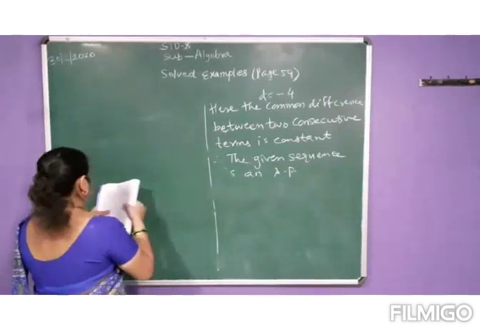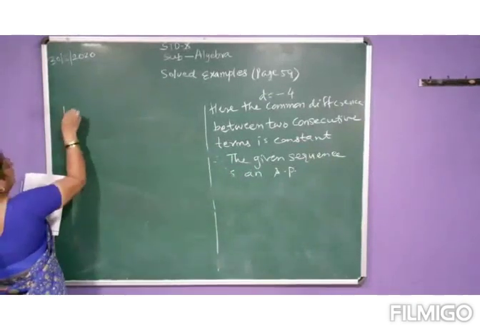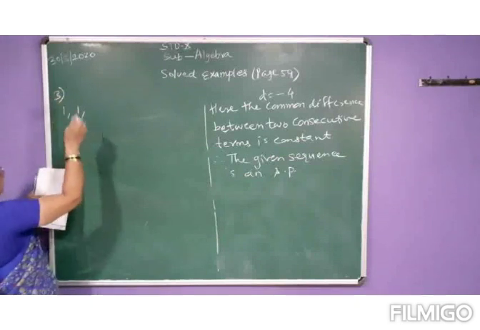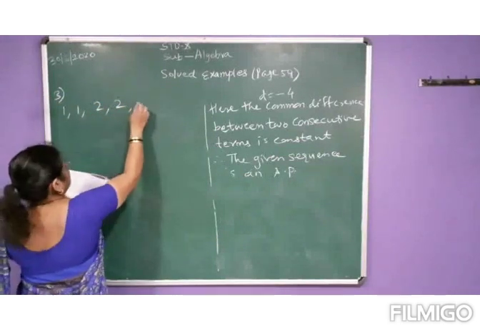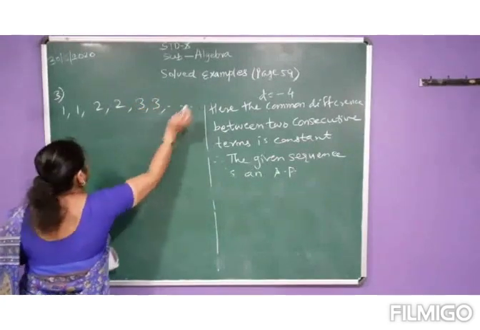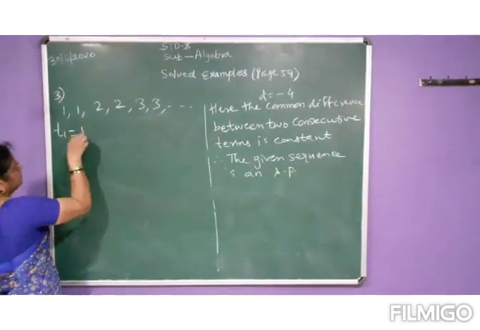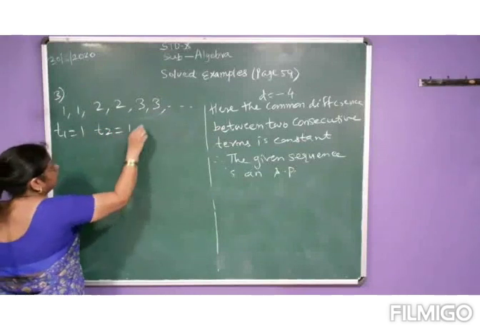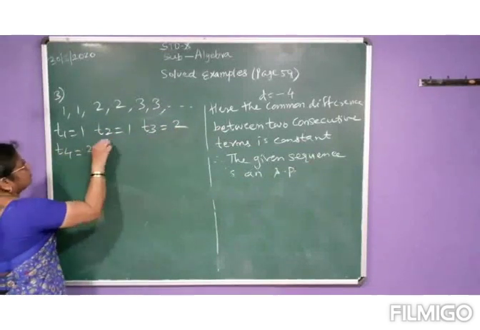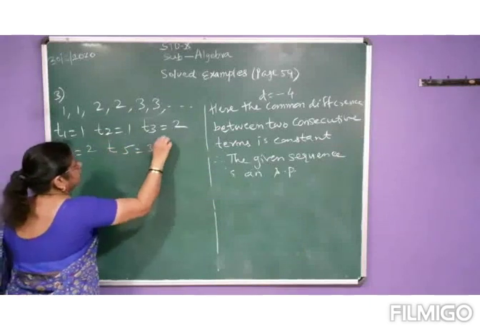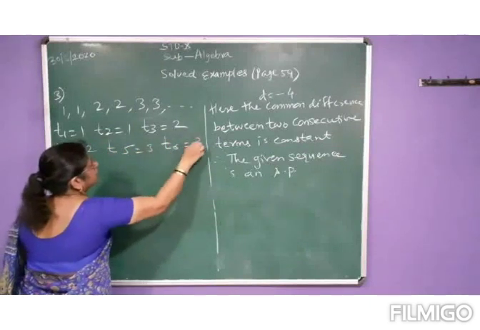Now in the third example, see here 1, 1, then 2, 2, 3, 3. Here we will write down T1 is 1, T2 is 1, T3 is equal to 2, T4 is equal to 2, T5 is equal to 3, T6 is equal to 3.